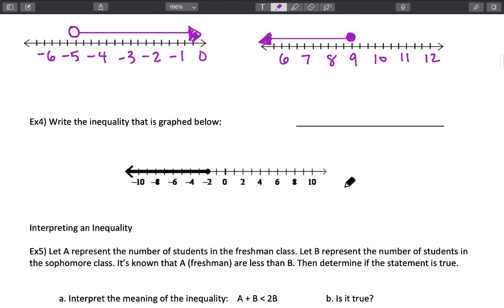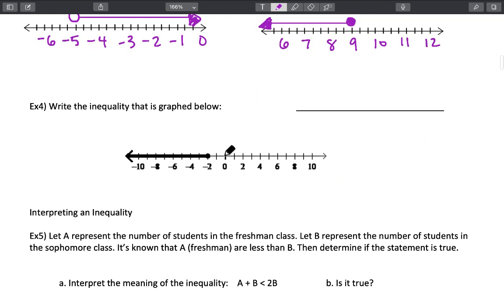All right, in example 4, we're just going the other way now. We are asked to write the inequality that is graphed below. So let's take a look at our number line. It looks like we have a closed circle here at -2, indicating that -2 is a part of the solution. And then we want an arrow to the left of that. So let's just say this is our x number line here. This would be the inequality of all x's less than or equal to -2.